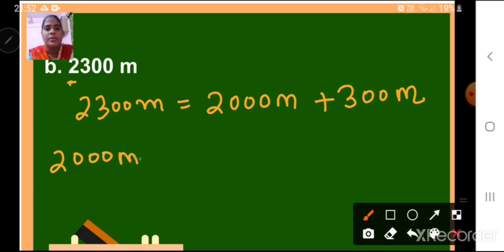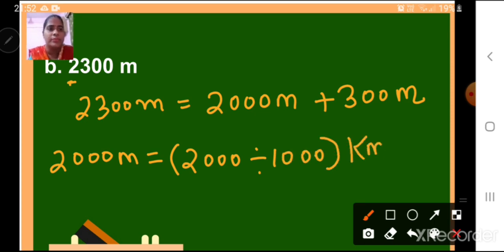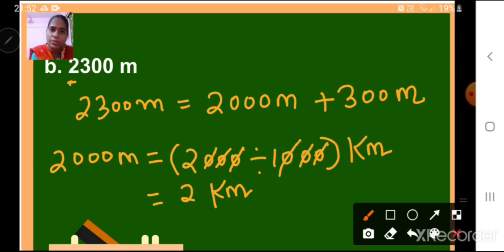So 2000 meter is equal to, this is easier to convert from meter to kilometer, because it is in 1000. So how will we convert? By dividing it by 1000. Kilometer. 2000 divided by 1000 is 2 kilometers. Right, children? If you want, you can just cancel the zeros and get the answer. 2 divided by 1 is 2 itself. So we have here 2 kilometers.